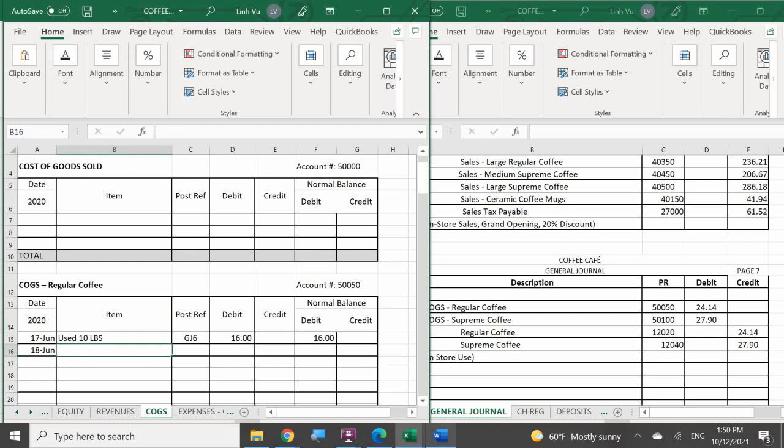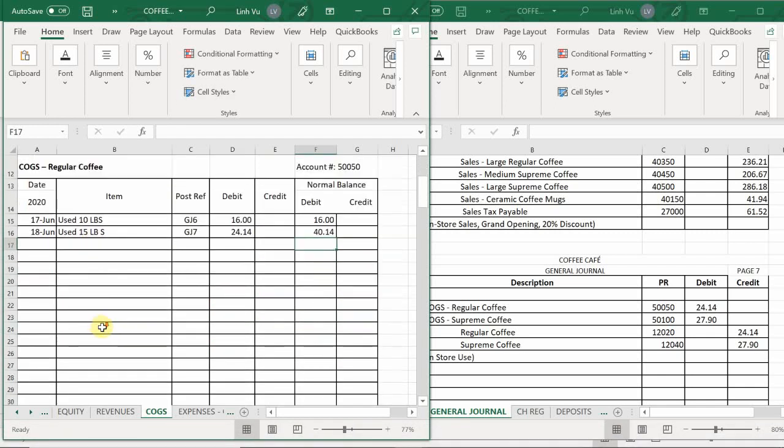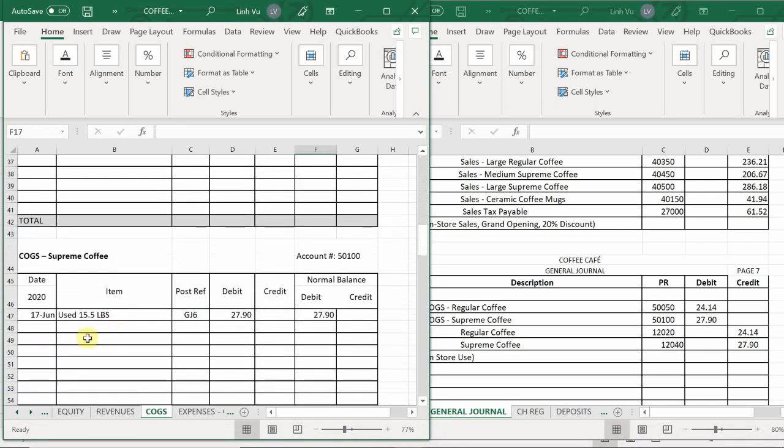Okay, yes, in this case, you're gonna add the numbers together. So how many pounds did we use? 15, for 24.14. So in this case, yes, you're gonna add these numbers together. And what do you get? 40.14, good. Okay. What about the cost of goods sold for the Supreme coffee? So we have a 15 and a half. 27.9 times 2. It is 55.80.